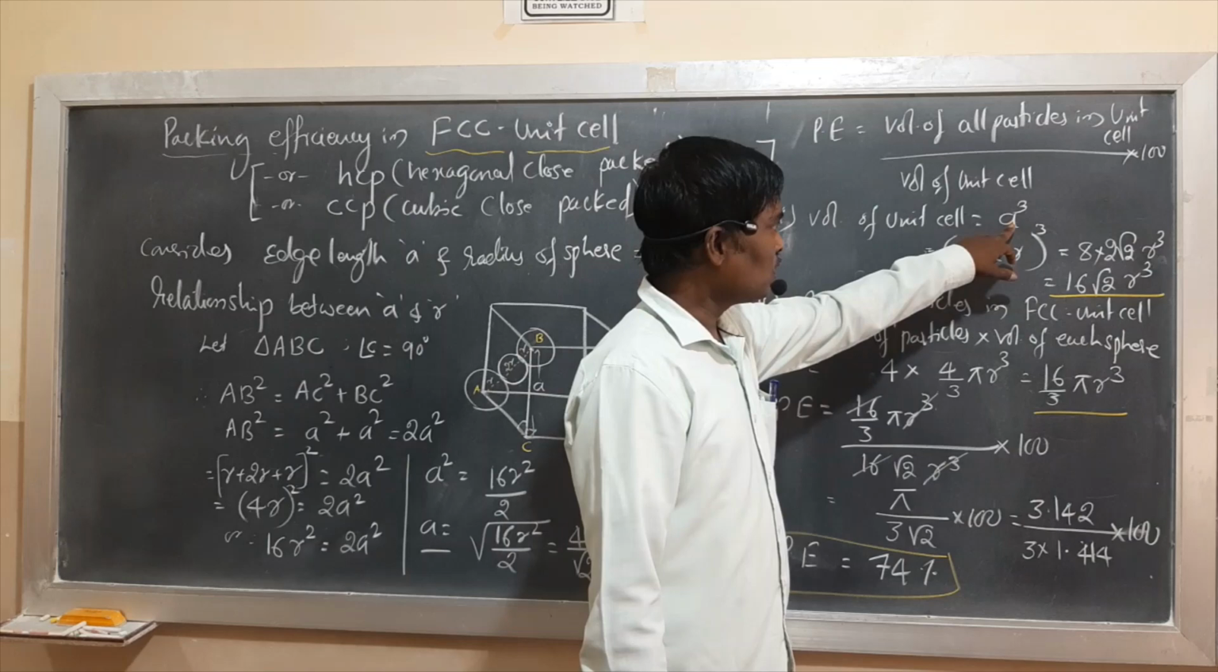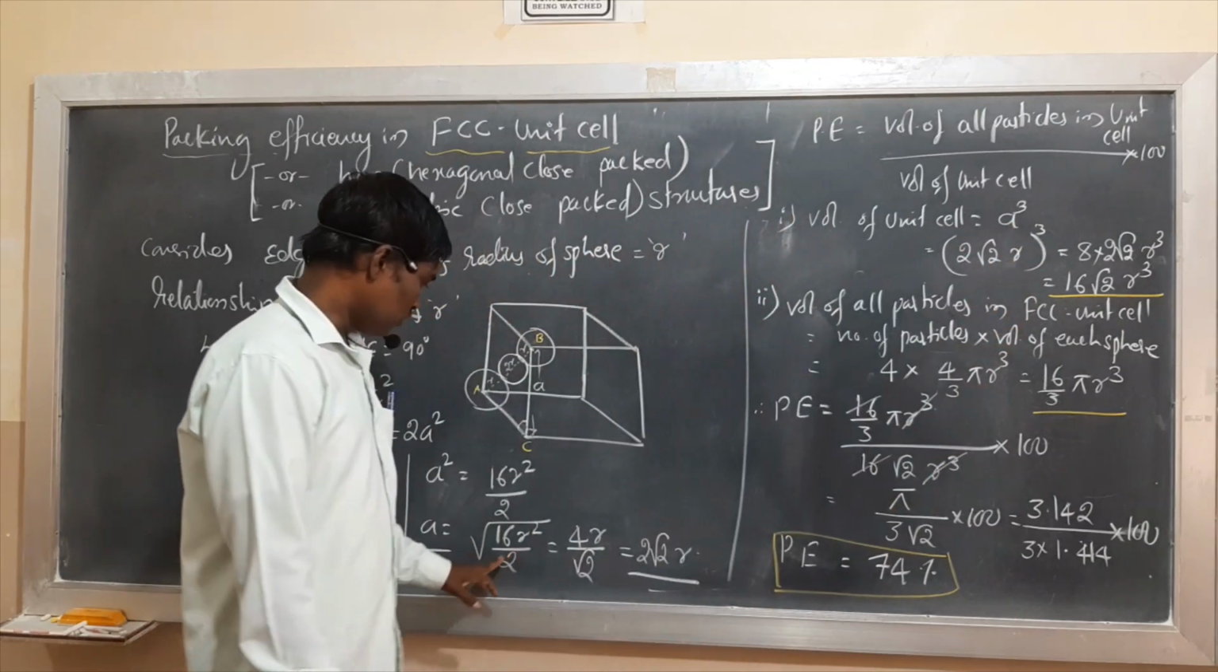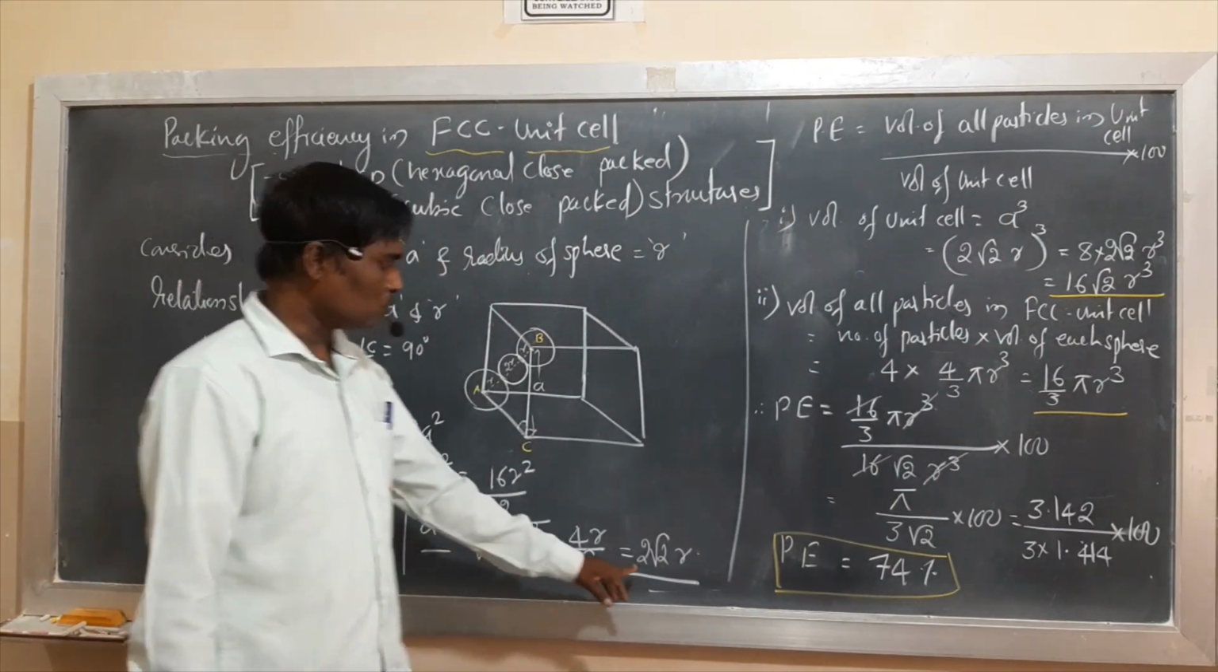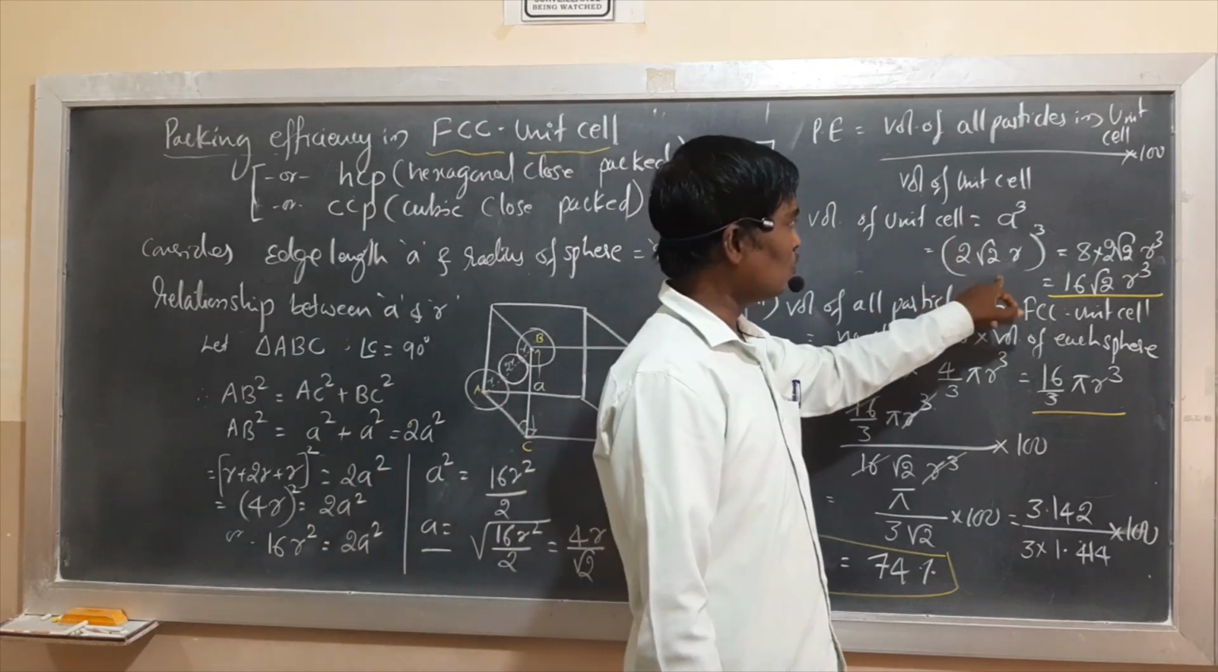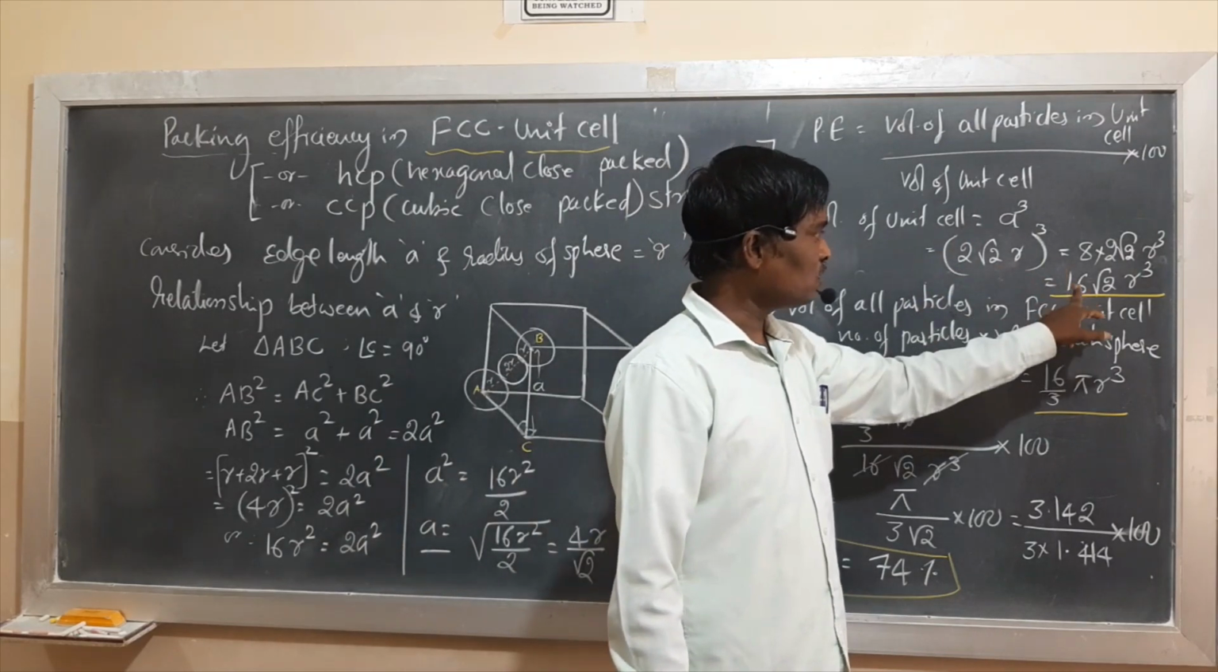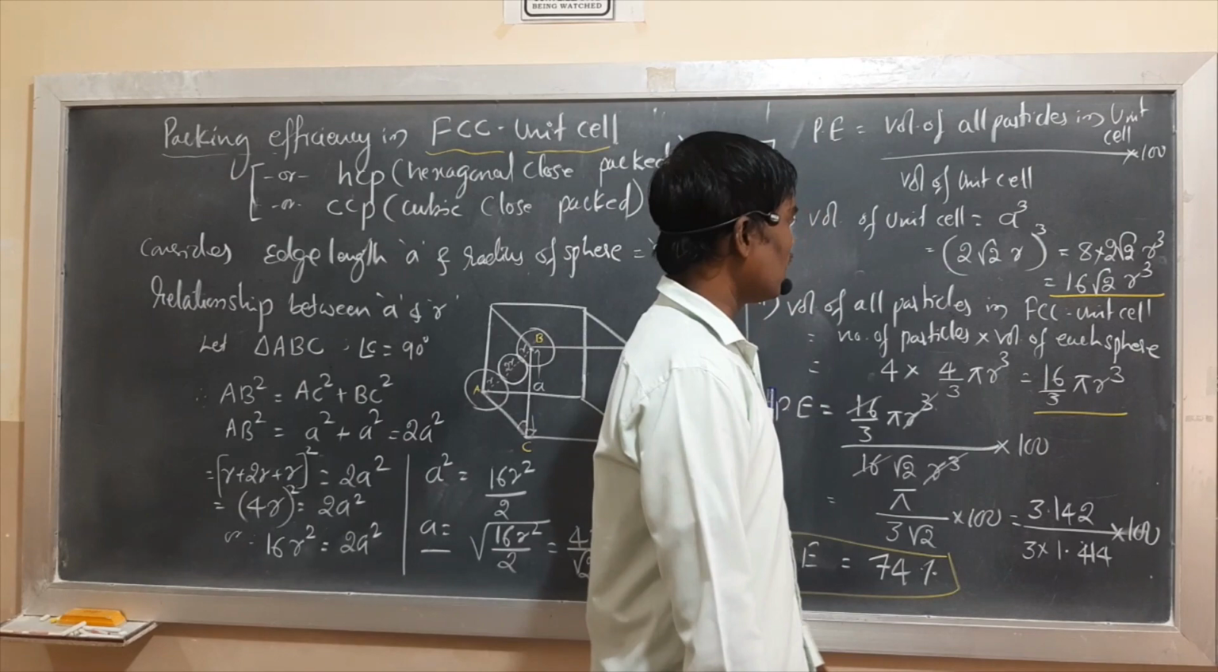Then substitute this A value from this equation, that is A equal to 2 root 2 R. So cubing this, we get 16 root 2 R cube.